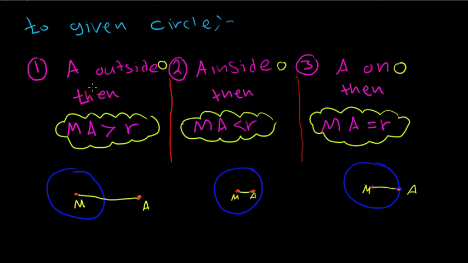So we have three cases: A outside the circle, A inside the circle, A on the circle. A outside the circle, MA will be more than the radius. A inside the circle, MA will be less than the radius. A on the circle, the length of MA is equal to the length of the radius.